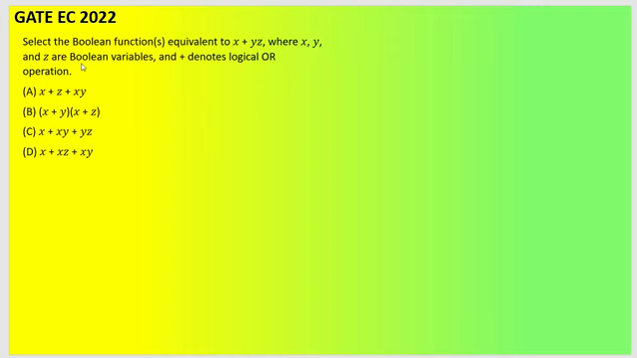Alright, this was asked in GATE ECE 2022, and the question is, we have to select which Boolean function is equivalent to x plus yz, where x, y, z are Boolean variables and plus denotes the logical OR operation, right? So these all are actually in my sum of products form. Our aim is to see whether x plus z plus xy is going to be equal to x plus yz or not, and similarly for the other options as well. Okay, so let us talk about each of them one by one. So let us say the first one.